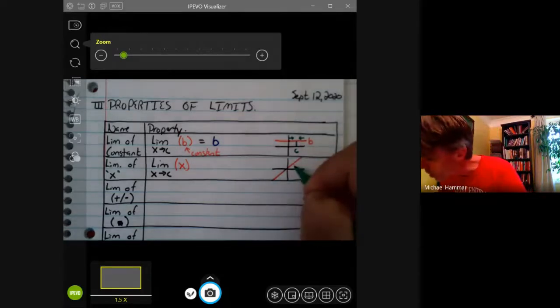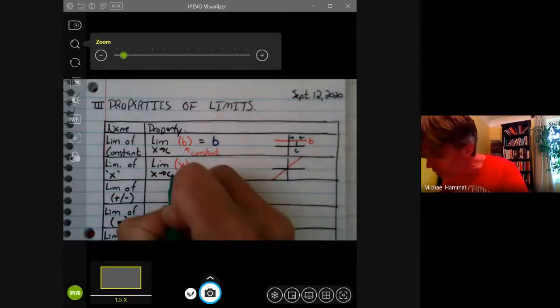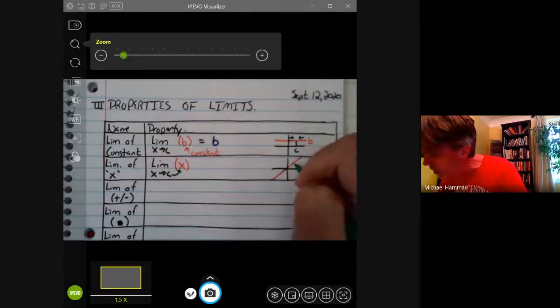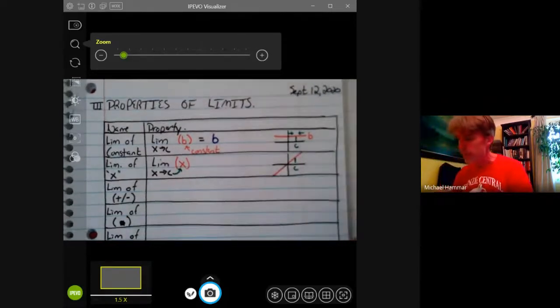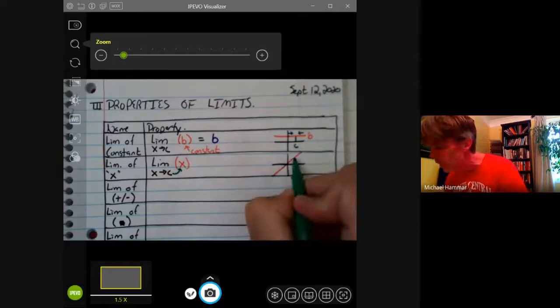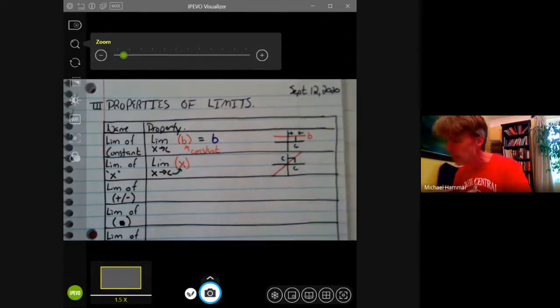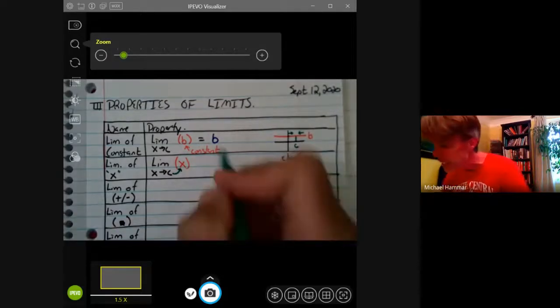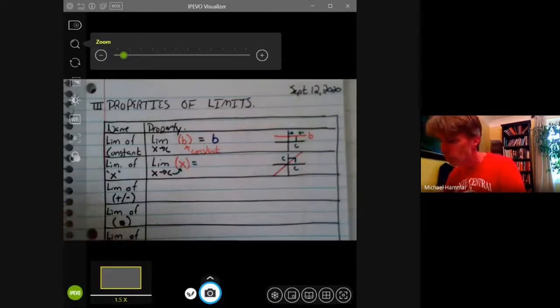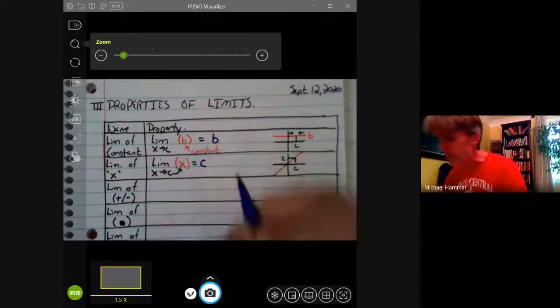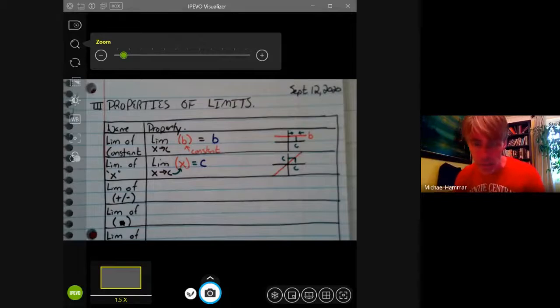So here's how this works. If you do direct substitution and substitute this in, here's the x value c, we get close to that. What is the y value it's heading towards? The y value is c. So the limit of the most basic function, x, when you approach any c, is c.